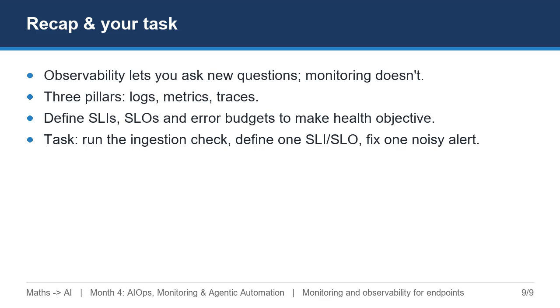Let's recap. Observability lets you ask new questions of rich telemetry, where monitoring only answers ones you anticipated. The 3 pillars are logs, metrics, and traces. And you make fleet health objective by defining SLIs, SLOs, and error budgets.